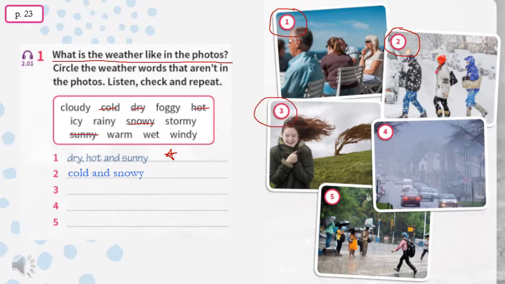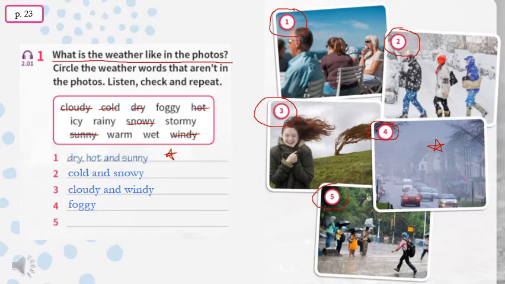How about in number 3? What word could we use to describe this weather? We see that there's a lot of wind and there are many clouds in the sky. So we could say that it is cloudy and windy. How about in number 4? What's all this that we see in this picture? It's not rain and it's not ice. The weather in number 4 is foggy.